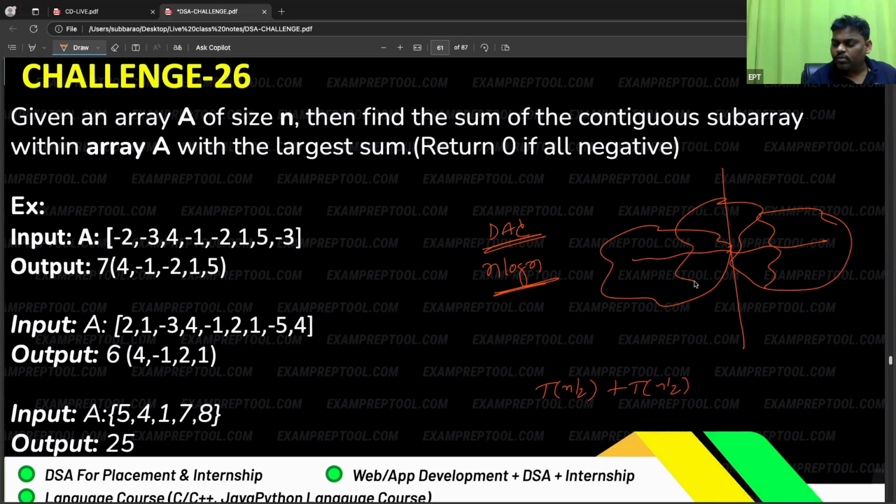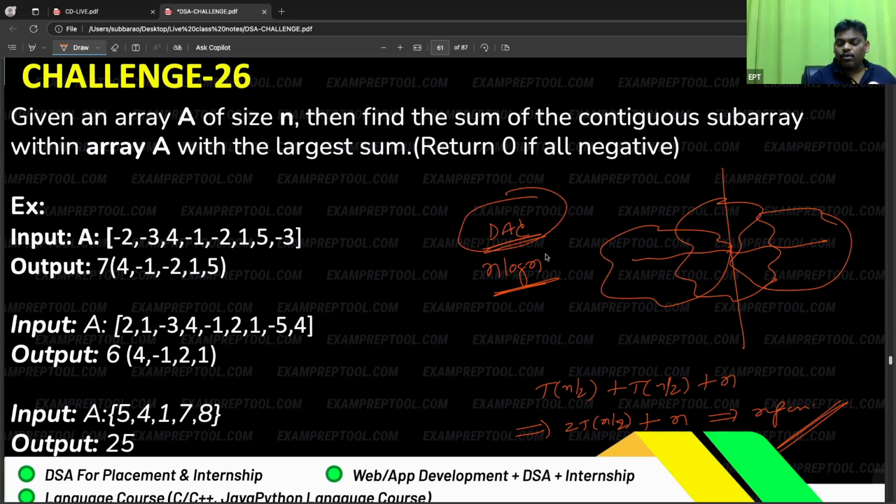So there is a cross sum also required, which will take n time. Finally it will take 2T(n/2) plus n. If you solve this, you will get n log n time. This problem can be solved using divide and conquer. This is the recurrence relation for time complexity, and n log n is the time complexity.